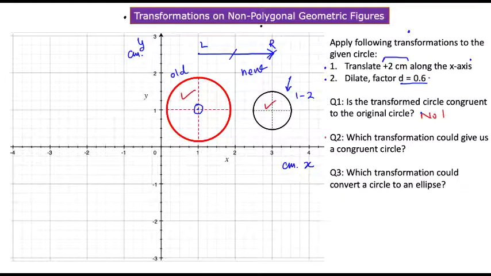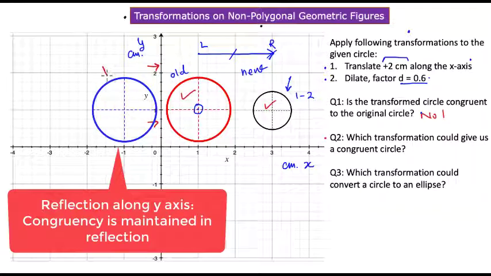Okay. Second question, which transformation could give us a congruent circle? Okay, there are many. There are 3 transformations that could give us a congruent circle: a translation, a rotation, or a reflection. If you were to reflect the circle, which was the old circle in the red boundary, along the y-axis, then you would obtain something like this.